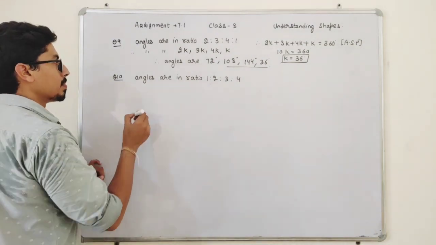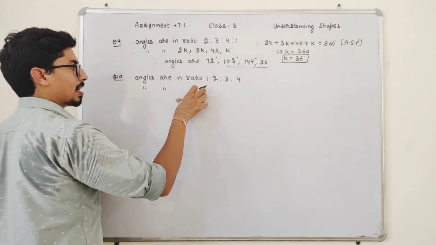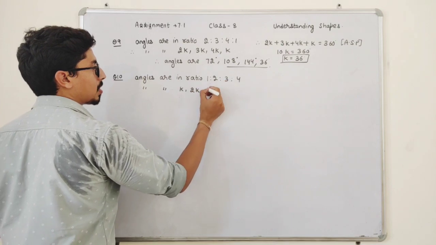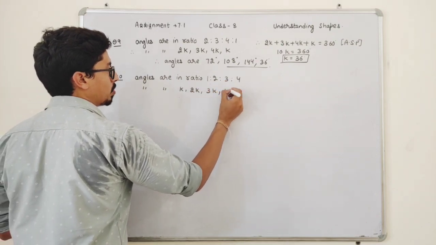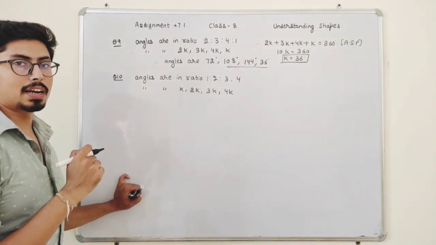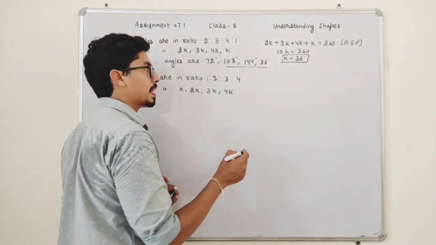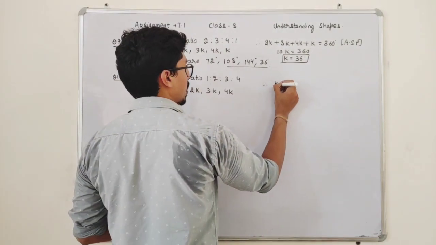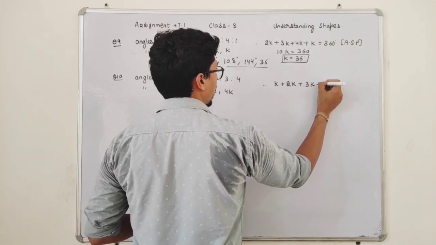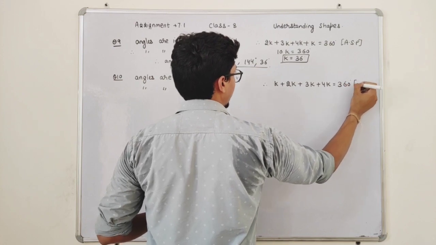by a constant. So the angles are multiplied by k. So 1 into k will be k, 2k, 3k and 4k, students. Similarly, these are the four angles of the quadrilateral, and the sum of the angles of a quadrilateral will be 360 degrees because of the angle sum property. Therefore, k plus 2k plus 3k plus 4k will be 360 degrees, and the reason is angle sum property.